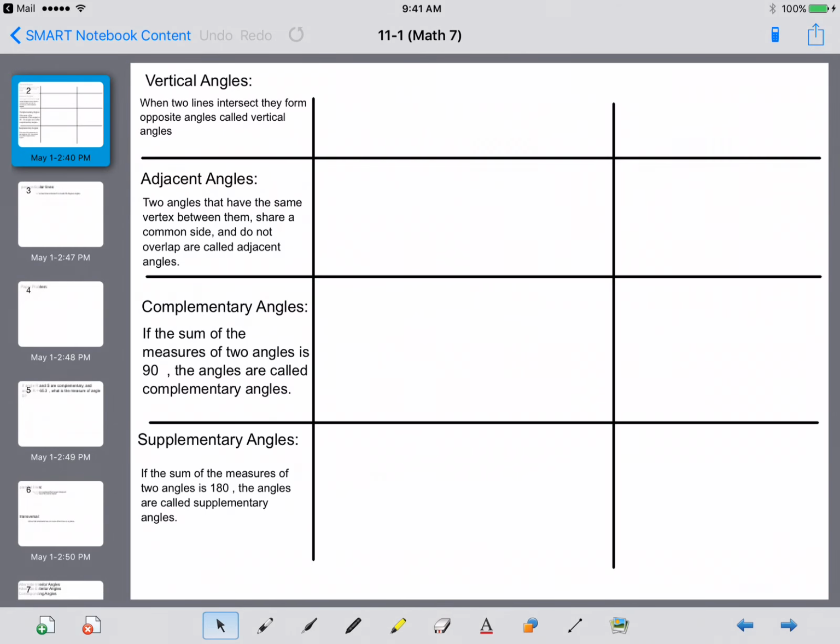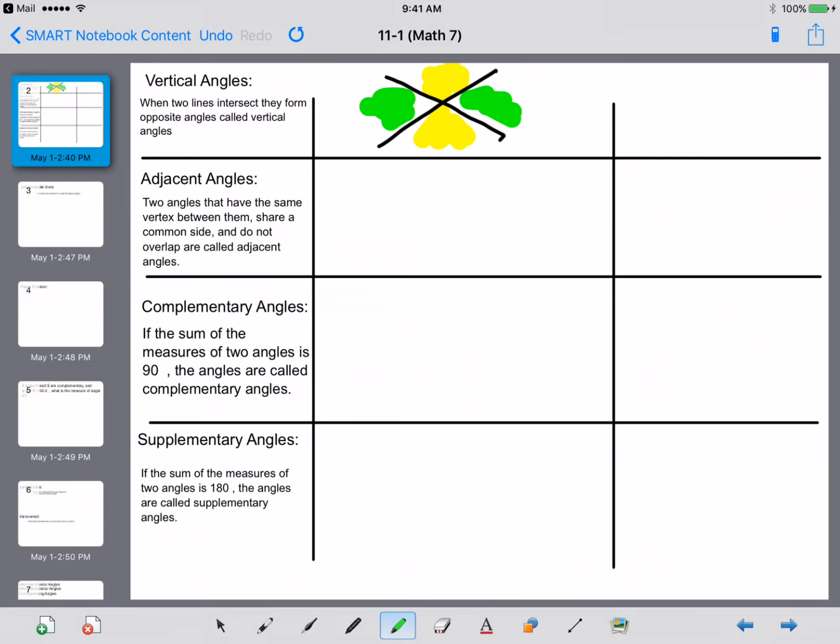So starting off, we have vertical angles. A vertical angle is when two lines intersect, they form opposite angles called vertical angles. So here's my two lines, and they intersect there in the center. The opposite angles would be like this one and this one, or this one and this one. The ones that are opposite from each other are your vertical angles.